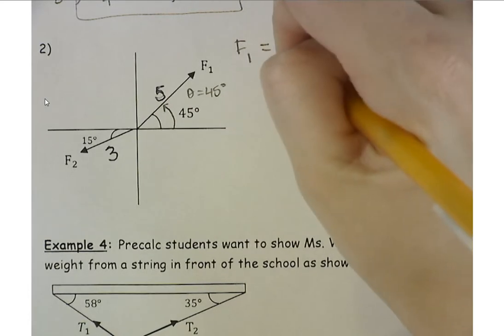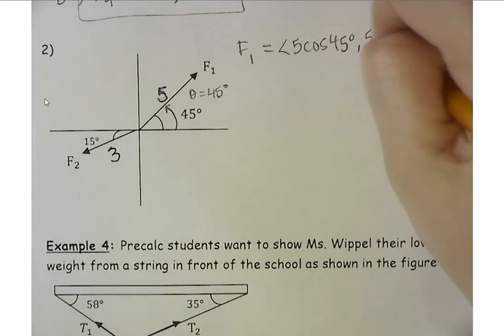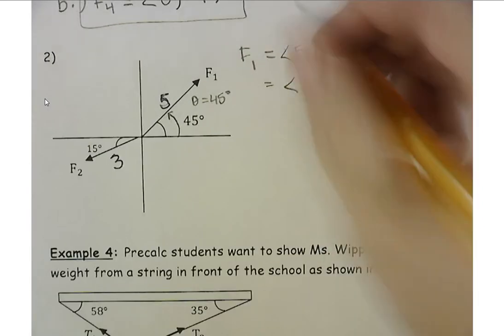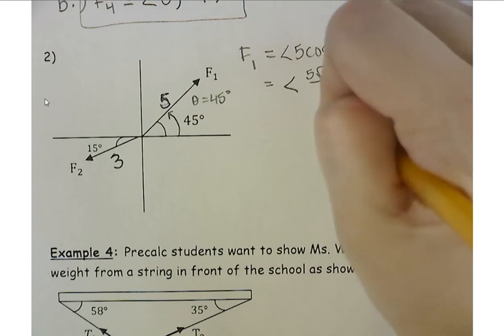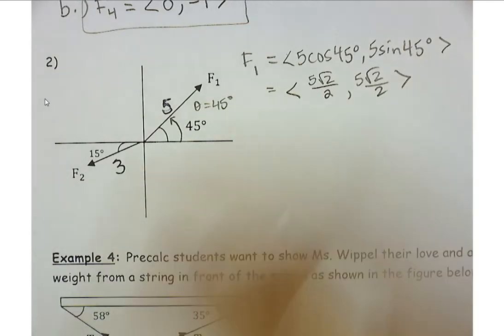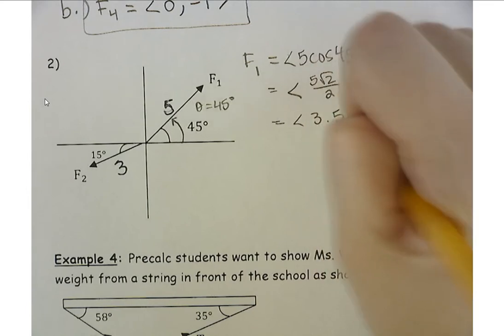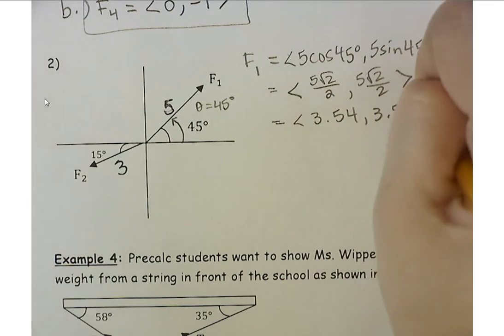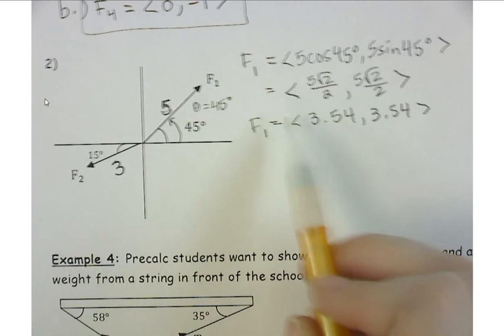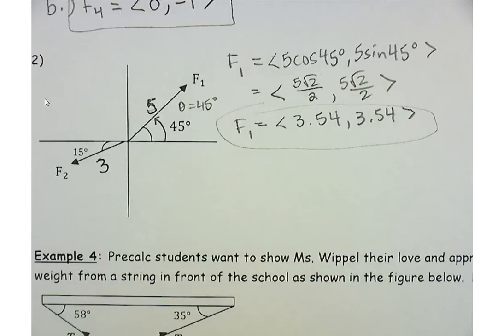Okay, so force 1 is 5 times the cosine of 45 degrees, and 5 times the sine of 45 degrees. Now you could write this as an exact value, 5 root 2 over 2 and 5 root 2 over 2. We are going to be adding them together though, so we can just write them as a decimal, which is 3.54, 3.54. Remember that it makes sense that those are the same, because the cosine of 45 and the sine of 45 are going to be the same.